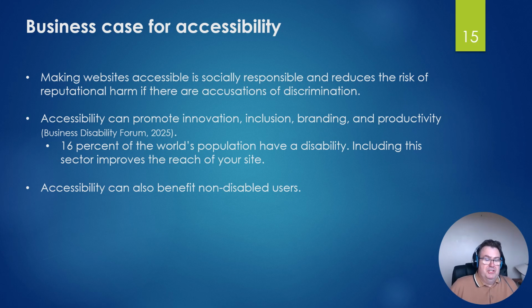So talking of embarrassment, making websites accessible makes it clear that your organization is socially responsible, and it reduces the risk of reputational harm if there are accusations of discrimination. Accessibility can promote innovation, inclusion, branding, and productivity. About 1 in 6, 16% of the world's population, have a disability. So by excluding this sector, you're limiting the reach of your site. You increase the user base by making it accessible.